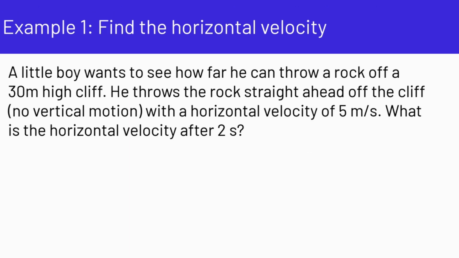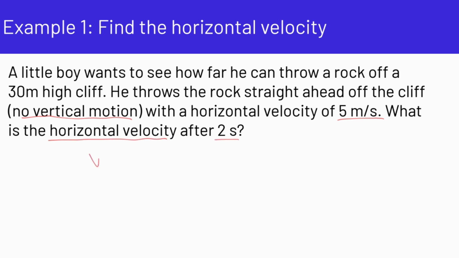All right, so here's an example. We're going to find the horizontal velocity in this example. A little boy wants to see how far he can throw a rock off a cliff that's 30 meters high. He throws the rock straight ahead off the cliff, so there's no vertical motion, with a horizontal velocity of 5 meters per second. And we want to know, what is the horizontal velocity after 2 seconds?